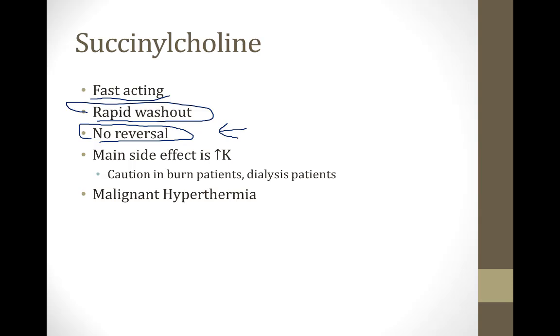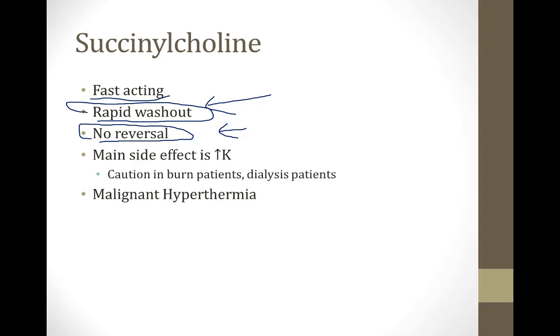Now, some textbooks will tell you that phase 2 is reversible, and while this is technically true, clinically no one reverses succinylcholine. The main reason is because the washout is so rapid that there's no reason to reverse it. The other reason is it's hard to tell the difference between phase 1 and phase 2 block when you're looking at the patient, so you don't know whether the reversal agent will work.